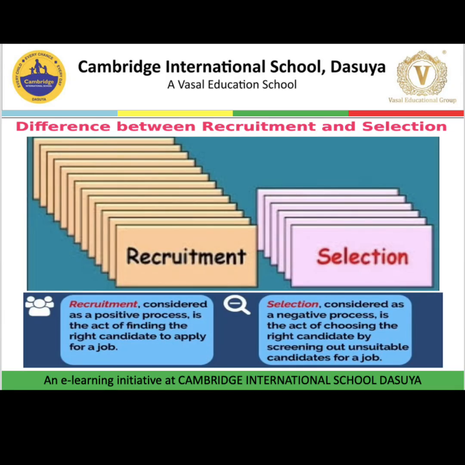So, recruitment considered as a positive process, it is the act of finding or searching the right candidate to apply for a job, or we can say that this is the process to search for a potential candidate and to attract large number of candidates, large number of people to apply for the job. Selection, it is considered as a negative process, is the act of choosing the right candidate by screening out unsuitable candidates for a job.